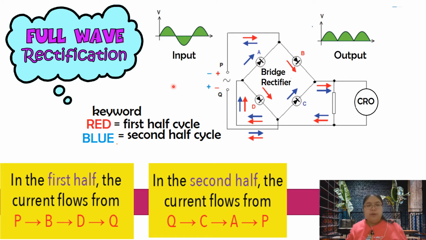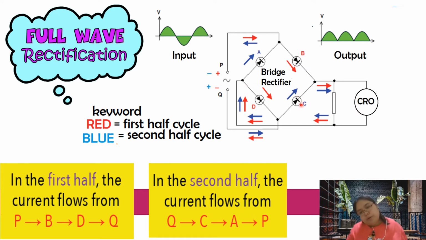Okay, now we need to go to full wave rectification. For full wave rectification we are using diodes, also diodes, but we have 4. Okay, a 4 diode arrangement like the diamond shape. So this one we call a bridge rectifier.